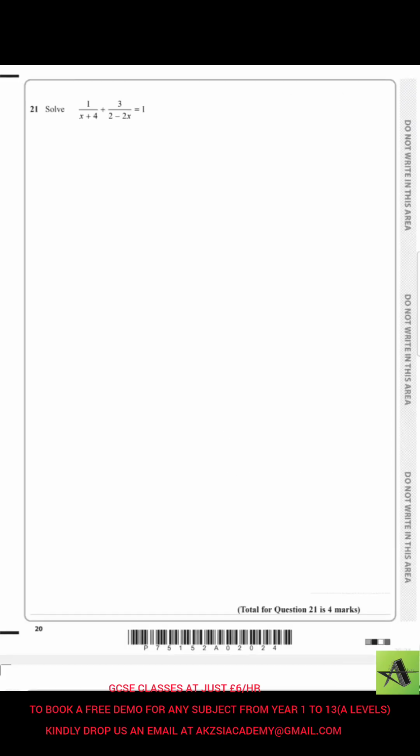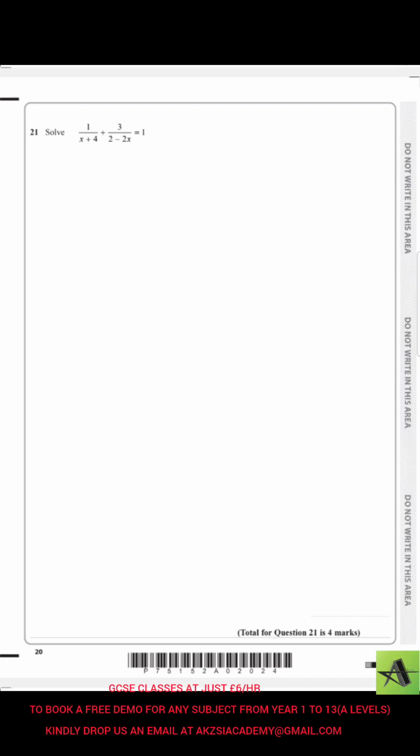See, it's a fraction. Whenever we add fractions, whether it's an algebraic expression, fractions, or any other simple fractions, we always have to make the denominators the same. And here for algebraic, the best way is to multiply them together. That will give you the LCM, or the common multiple for the denominator. So your common denominator would be x plus 4 times 2 minus 2x. If I write 1 over x plus 4 plus 3 over 2 minus 2x equals 1.